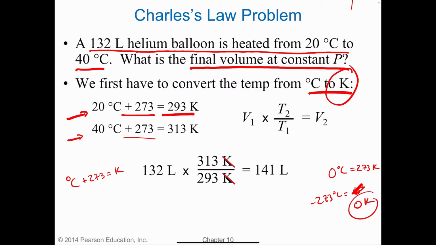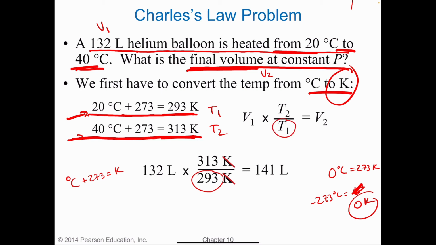So we're going to use 293 and 313 for T1 and T2, but we do need to figure out which one is which. So they said, what's the final volume? So that's going to be our V2, which means 132 would be the V1. And then just reading the text one more time, it says it's heated from 20 to 40. So the 40 degrees, that would be our T2. And then the 20 degrees, that would be our T1. So that's why they've got 293 on the bottom here for T1. And they've got 313 in the numerator on top for T2.